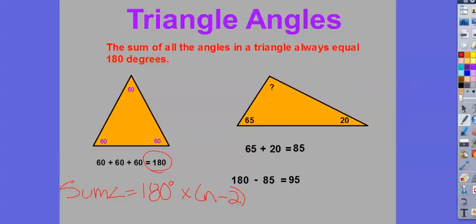On this one, okay, I know 60 and 20 is 85. And then 180 minus 85 is going to be 95 degrees.